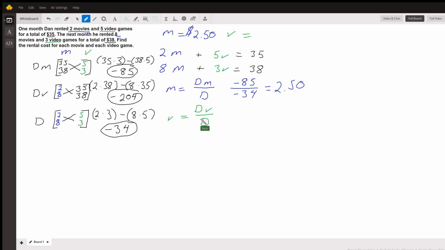And just like that, when we come down here to find V, the cost of our video games, we take the determinant of V, which is negative 204, divide it by negative 34, which gives us an answer of 6. Here is the cost that Dan rents a movie for and a video game for. Feel free to go back and substitute these back in, and you'll find that you can check your answers.